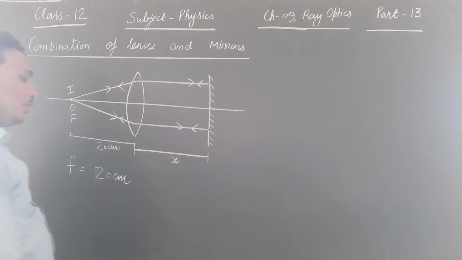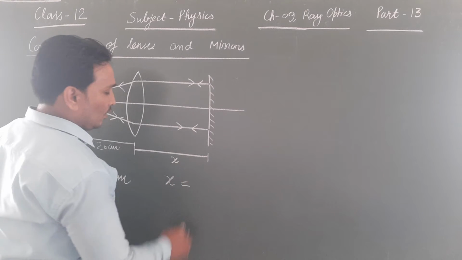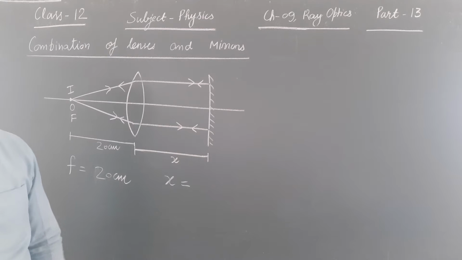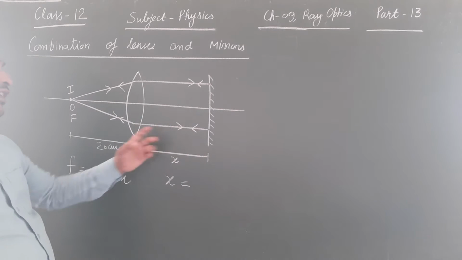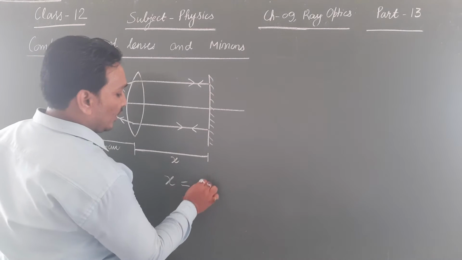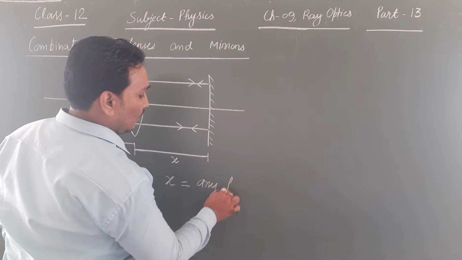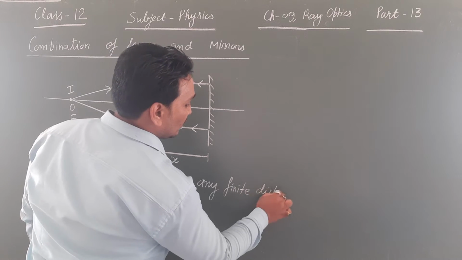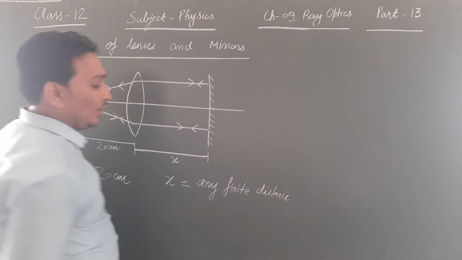Now one more question can be asked: what is the value of x? Just see, this value of x is irrespective. Whatever be the value of x, the same thing will be happening. So we say x can be any finite distance.